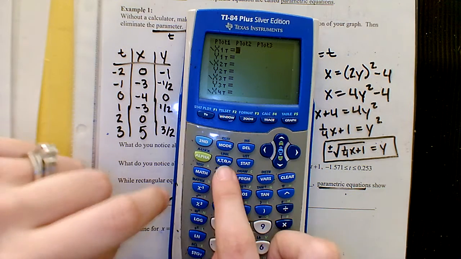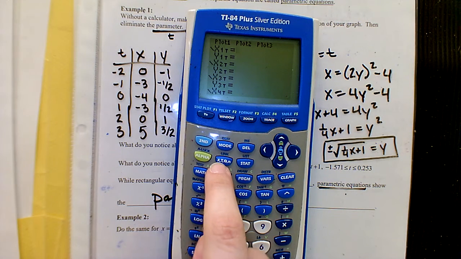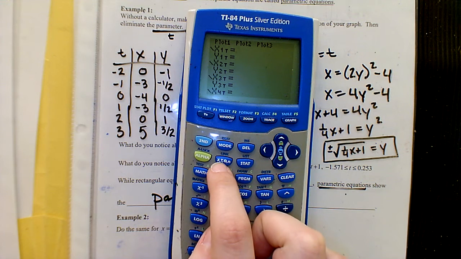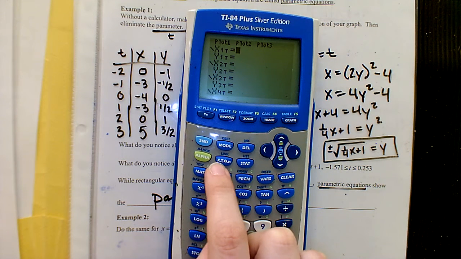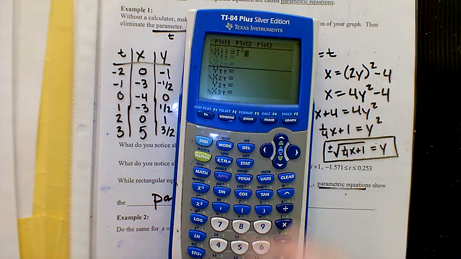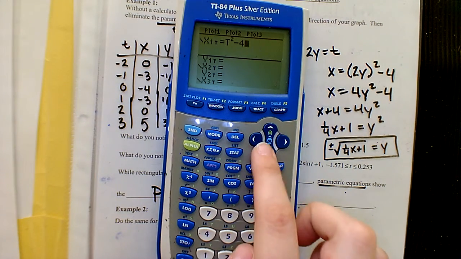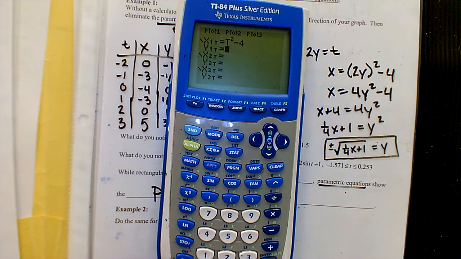Right, okay, so this button right here that we normally use for X, the order of those variables is the order of the option for either function, which is X, parametric, which is T, and then theta is actually going to be polar when we get to that later. So we'll type in T squared minus 4, and our Y equation.